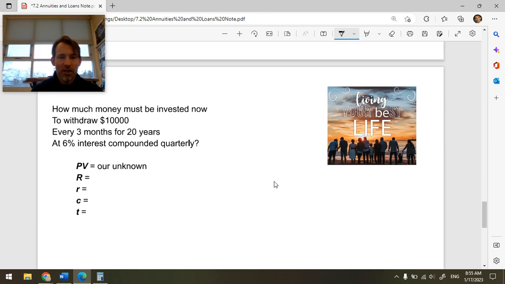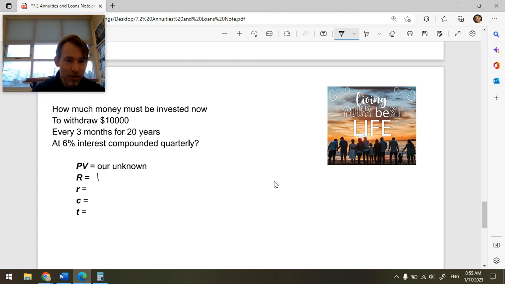How much money must be invested now to withdraw $10,000 every 3 months for 20 years, at 6% interest compounded quarterly? Okay. So the thing is, that interest is actually helping support your money. As you make withdrawals, you're withdrawing some interest and you're withdrawing some principal, so that eventually the money will run out, but it will last a lot longer than it would without the interest.